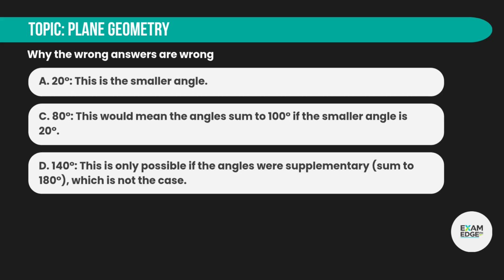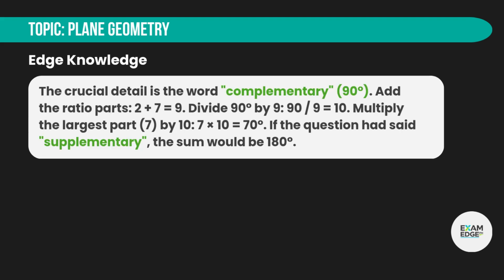Why the wrong answers are wrong. A. 20 degrees. This is the smaller angle. C. 80 degrees. This would mean the angles sum to 100 degrees if the smaller angle is 20 degrees. D. 140 degrees. This is only possible if the angles were supplementary, sum to 180 degrees, which is not the case. Edge knowledge. The crucial detail is the word complementary, 90 degrees.